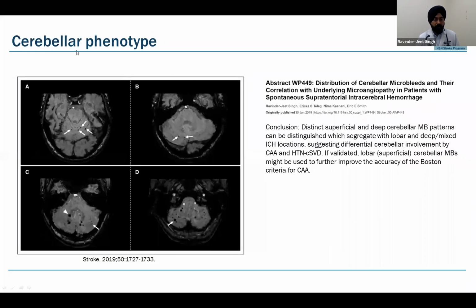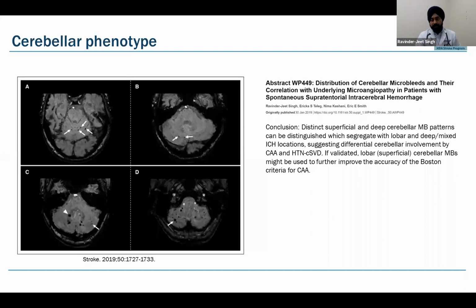And this is another phenotype, because we focus too much on the supratentorial structures. There has now been increasing interest in looking at the cerebellar phenotype. This is one of the studies I was involved in, where we looked at the distribution of cerebellar microhemorrhages in patients who had supratentorial hemorrhage. Very interestingly, a very similar theme emerged to what we understand in the supratentorial or lobar distribution, that there is a distinction between the superficial bleeds, the deep bleeds and the mixed bleeds. Similarly, there is a distinction between the superficial bleeds and the deeper or peridentate bleeds in the cerebellum as well. Again, it's unclear how much this is the primary manifestation or merely an associated finding.